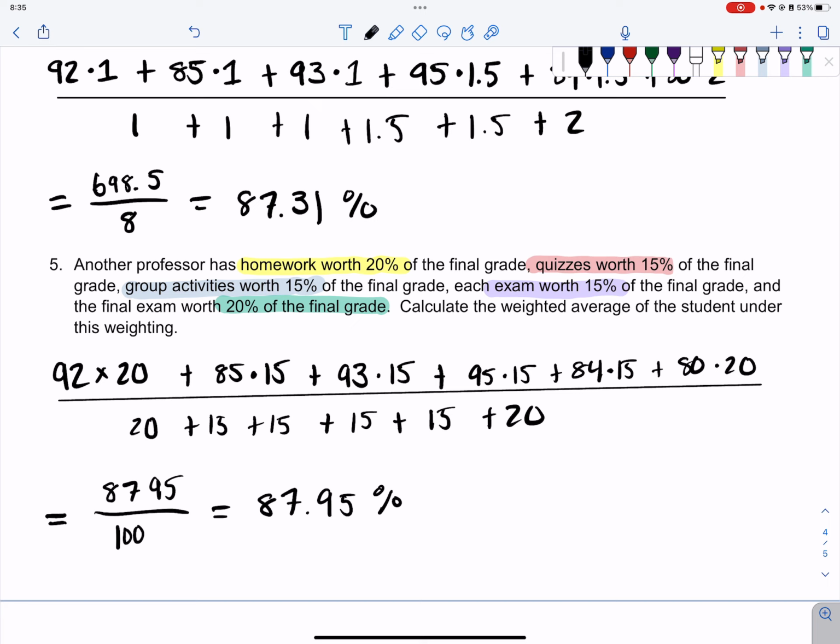Now we can see their grade would be a little bit higher with this method, and that's essentially because their exams are worth a little bit less than what they were in that previous method with the units that they had. Just a slightly different weighted system.